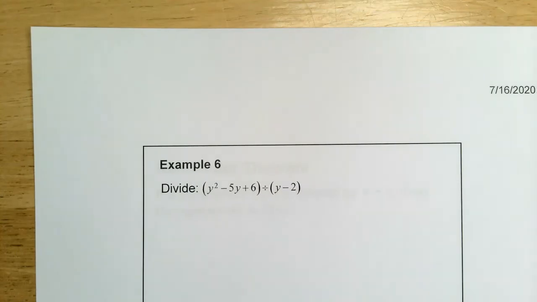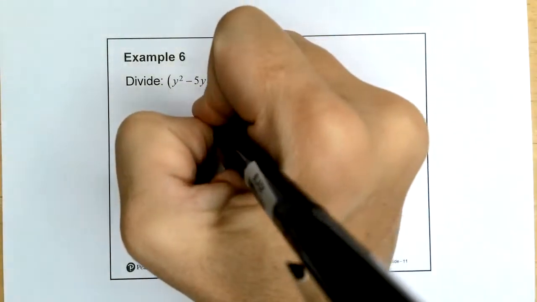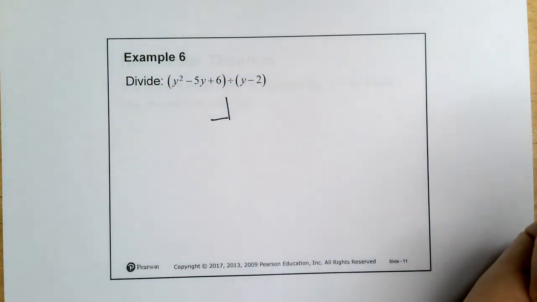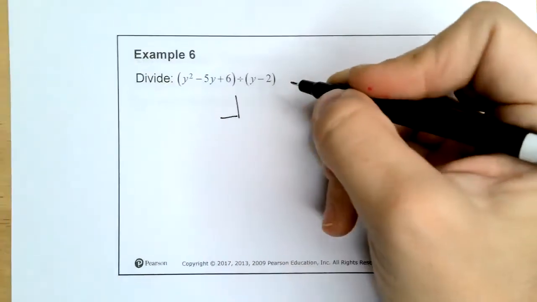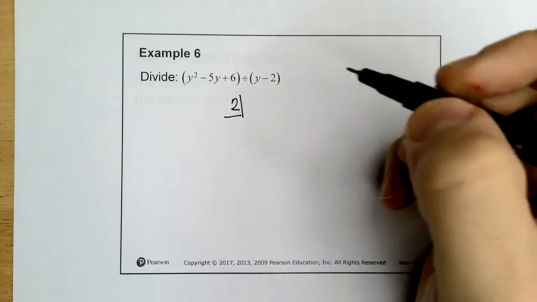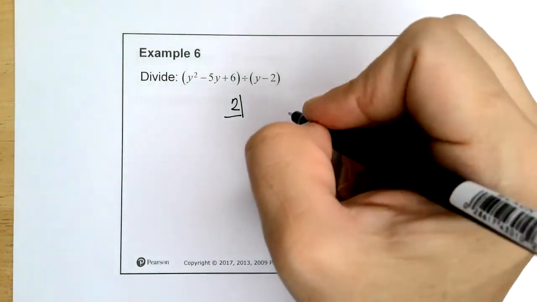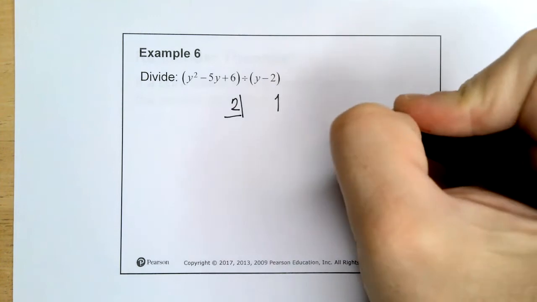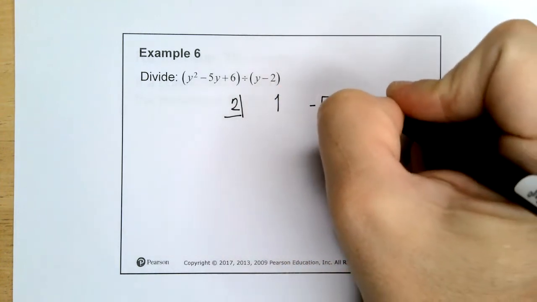Example 6 was y squared minus 5y plus 6 divided by y minus 2. Okay, so we are going to do the same thing. In the divisor box, we're going to have the opposite of -2, which is +2, right? Outside the divisor box, I'm going to write everything without the variable y. So I have a 1y squared, I have a -5y, and I have a +6.